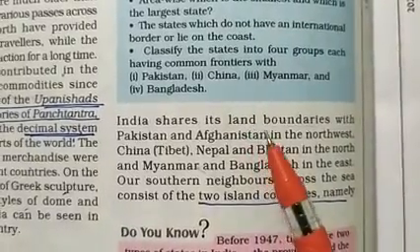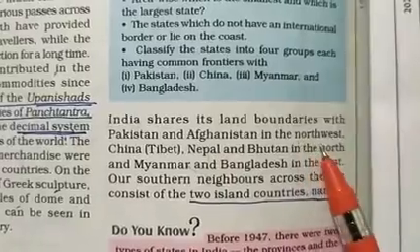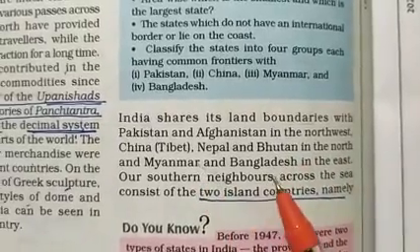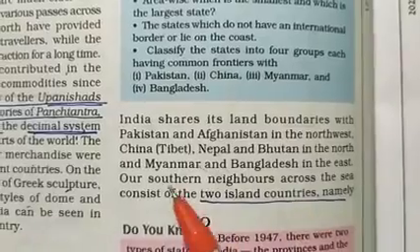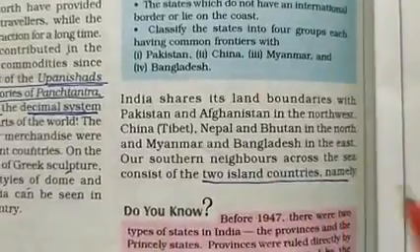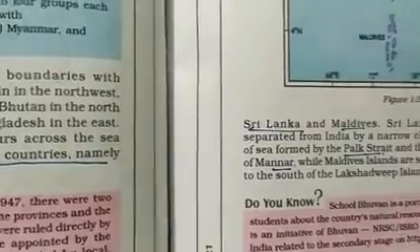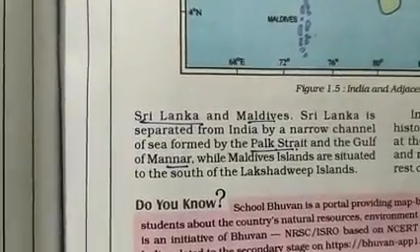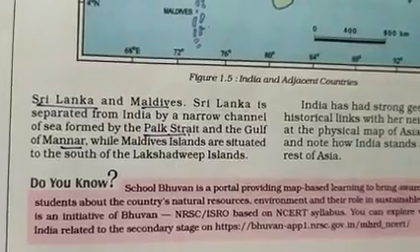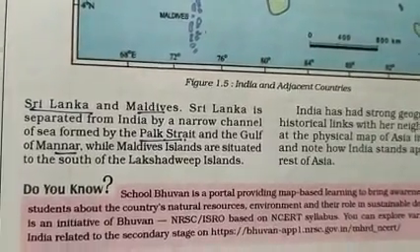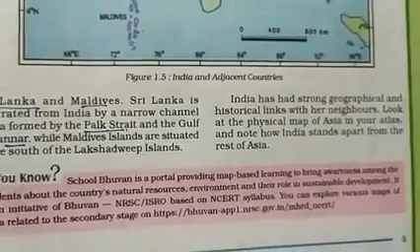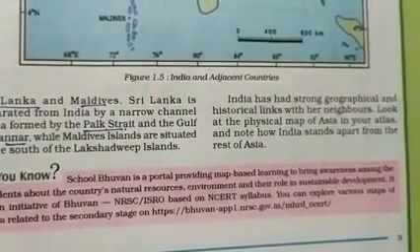India shares its boundaries with Pakistan and Afghanistan in northwest, China, Nepal and Bhutan in the north, and Myanmar, Bangladesh in the east. Our southern neighbors across the sea consist of 2 island countries, that are Sri Lanka and Maldives. Sri Lanka is separated from India by a narrow channel of sea formed by Pak Strait and the Gulf of Mannar, while Maldive Island are situated to the south of Lakshadweep Island. India has a strong geographical and historical link with neighbors.